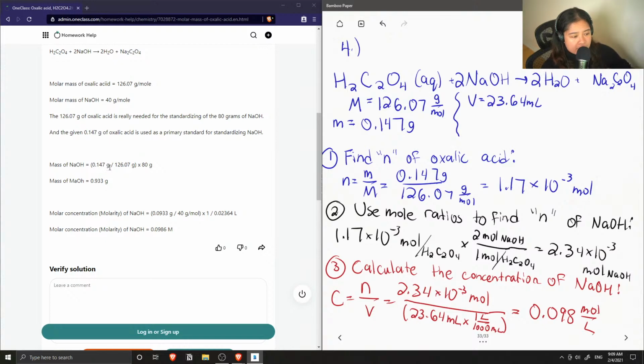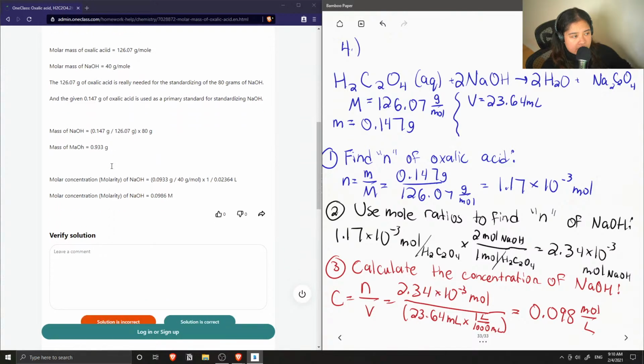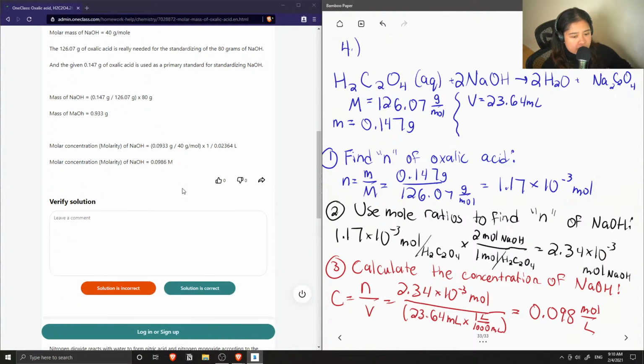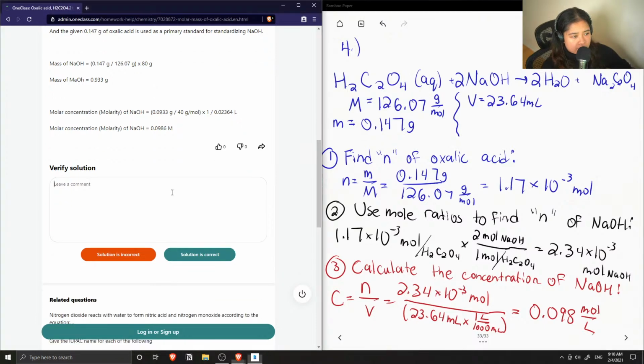And then they multiplied by 80 grams, which is the molar mass of sodium hydroxide multiplied by 2, to get 0.933 grams. And then for molarity, they divided that by the molar mass of sodium hydroxide and then divided by the liters to also get 0.098. Okay, so the answer is correct.